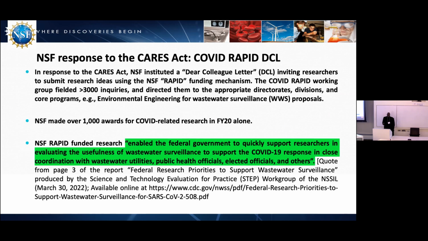So it really had a major impact in demonstrating the viability of wastewater surveillance as a tracking tool to monitor the spread of COVID-19. It was so successful that NIH followed through, CDC, and they established a national wastewater surveillance. Here, I'm just putting a quote from this report of the Science and Technology Evaluation Group. I'm part of that working group that really recognized the impact of this work.